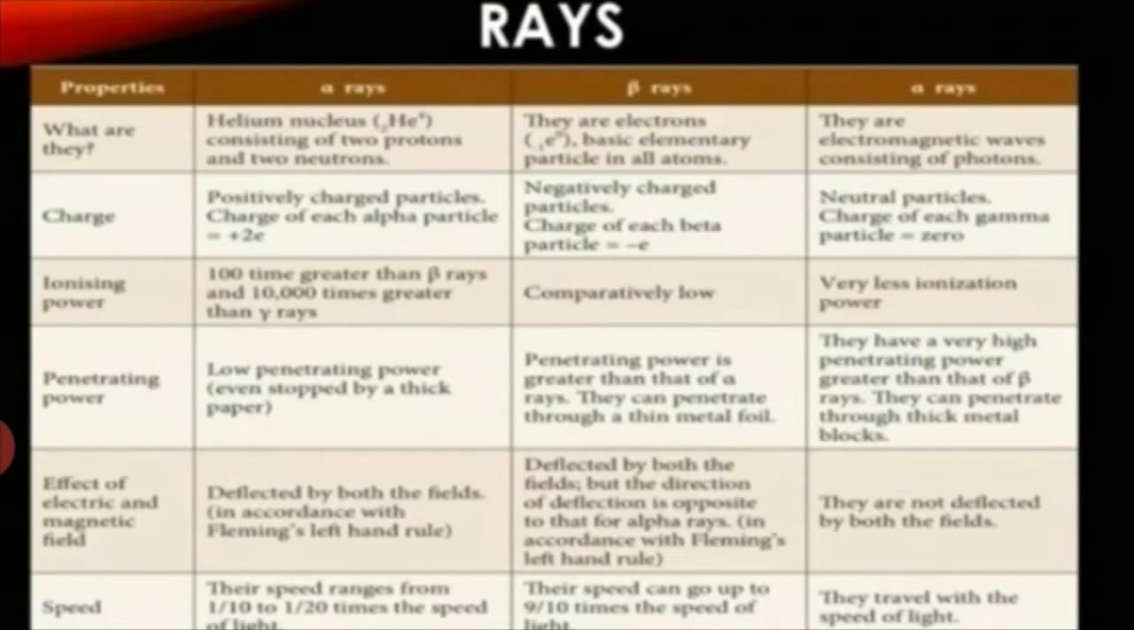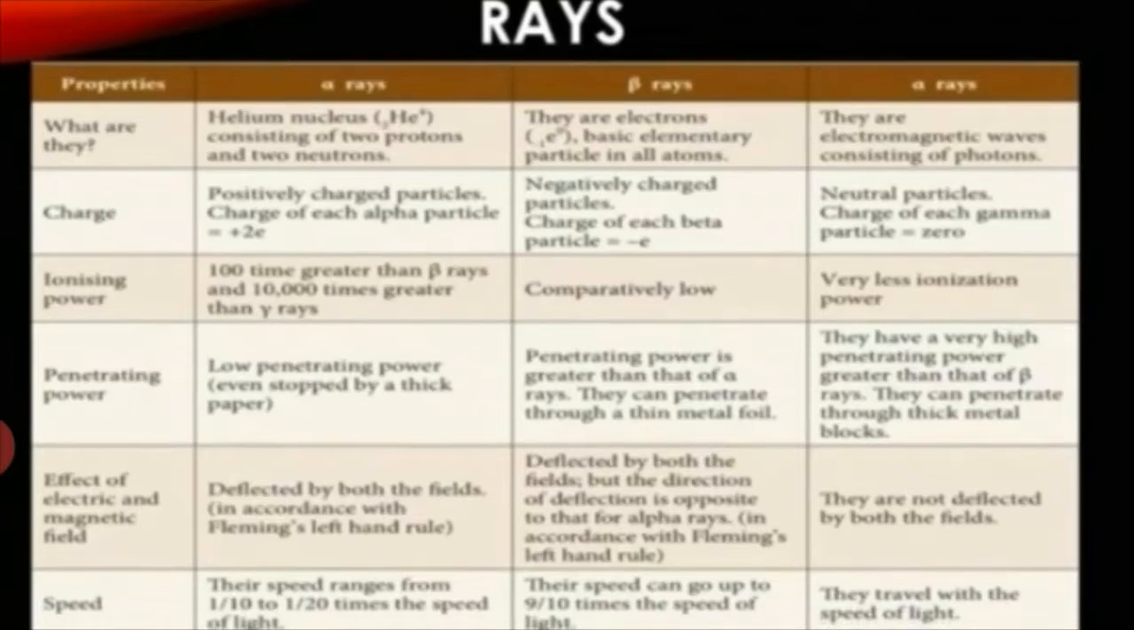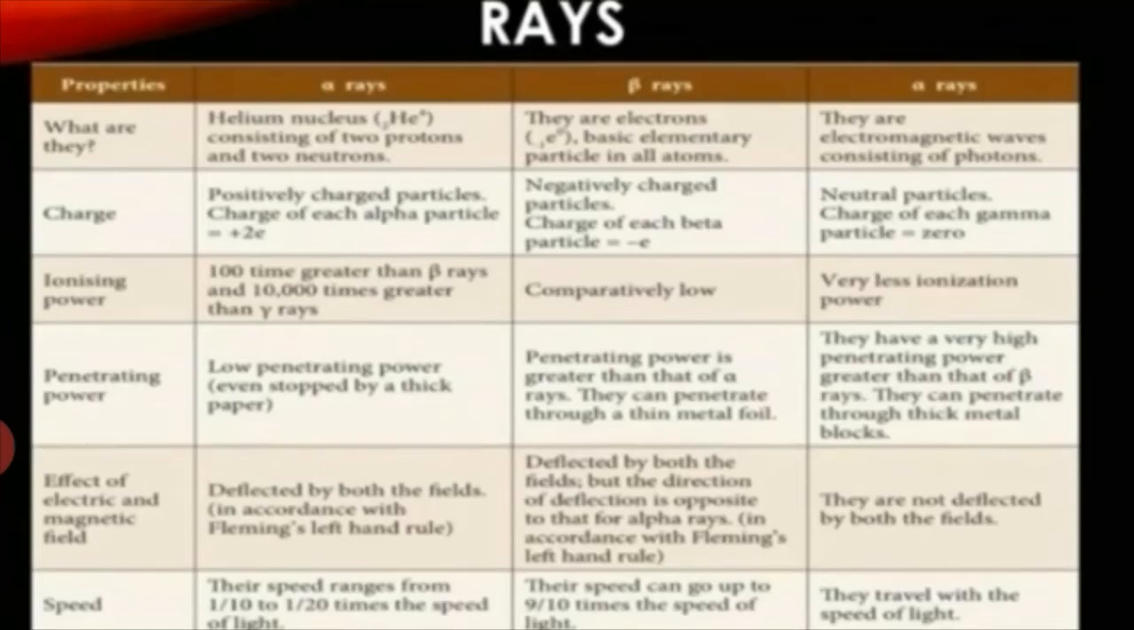Next property, speed. For alpha rays, their speed ranges from 1 by 10 to 1 by 20 times the speed of light. For beta rays, their speed can go up to 9 by 10 times the speed of light. Gamma rays travel with the speed of light.